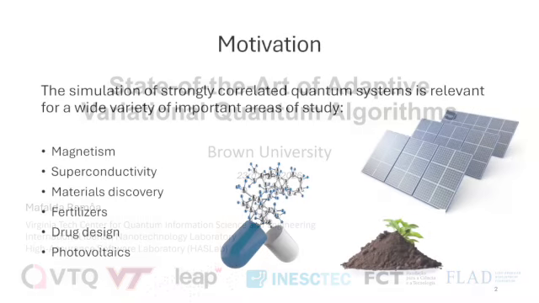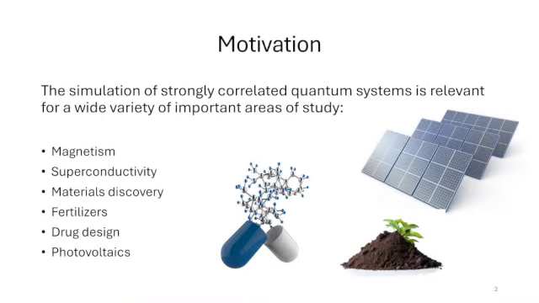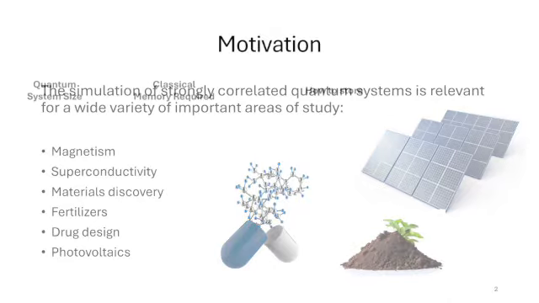And I will start with the most important question: why do we care? Why do we want to simulate quantum systems? Well, simulating strongly correlated quantum systems is important for applications, including but not limited to, for example, drug discovery and materials discovery and drug design. So we are interested in simulating these materials with applications in the real world. And why do we need quantum computers to do that?